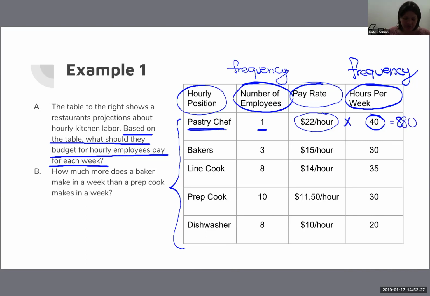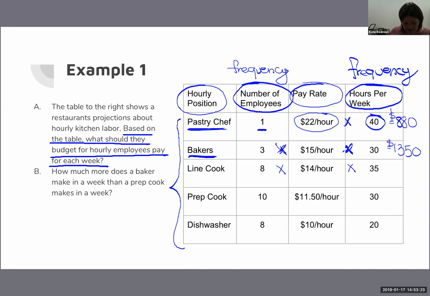Now let's go ahead and budget for our bakers. Again, they're making $15 an hour for 30 hours. I can definitely multiply that, but notice there's not just one baker anymore, is there? Now I have to budget for 3 bakers. I have that $15 an hour times 30 hours happening 3 times if I have 3 different bakers. So I'm going to multiply all those numbers: 3 times 15 times 30, and I get $1,350.